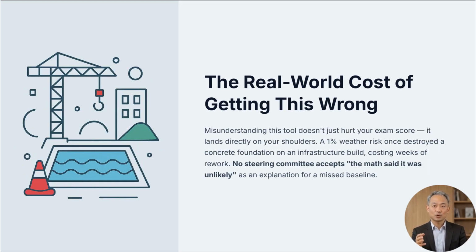Misunderstanding this tool does more than just hurt your exam score because in a real project environment, the consequences land directly on your shoulders. Senior executives do not care that a catastrophic event was statistically improbable when a major deliverable is completely ruined and you have no response strategy prepared. I experienced this firsthand during an infrastructure build when an ignored 1% weather risk destroyed our concrete foundation and cost weeks of rework. Standing in front of a steering committee to explain that the math predicted the event was unlikely does not save your project baseline from a massive hit.